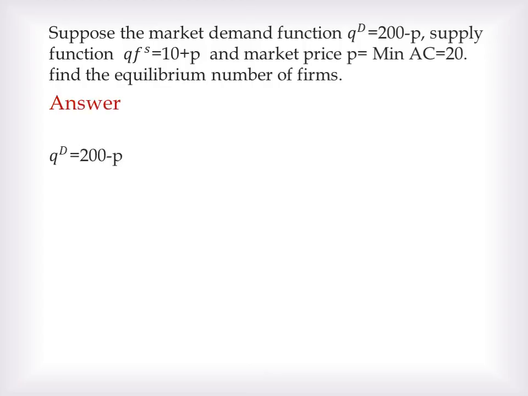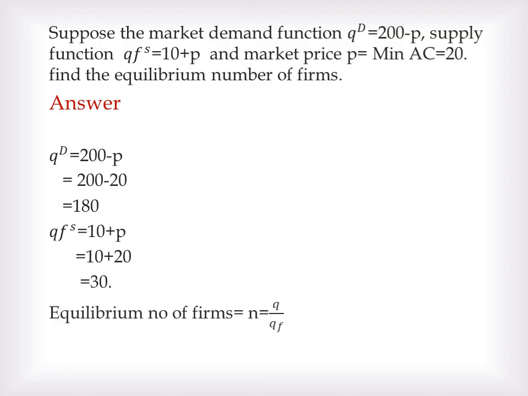First of all, we are going to calculate demand and supply. QD is the demand function, which is equal to 200 minus P. The price P is already given here. P is equal to 20. So 200 minus 20, we get 180 as the demand. Then we calculate supply. The supply function is equal to 10 plus P. 10 plus 20, we get 30. So 30 is the supply.